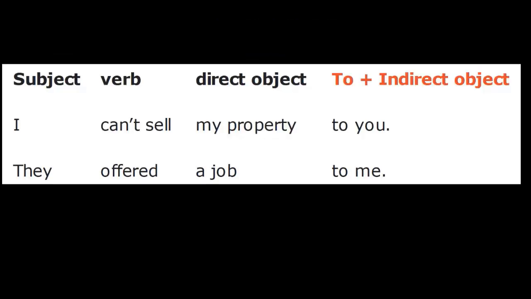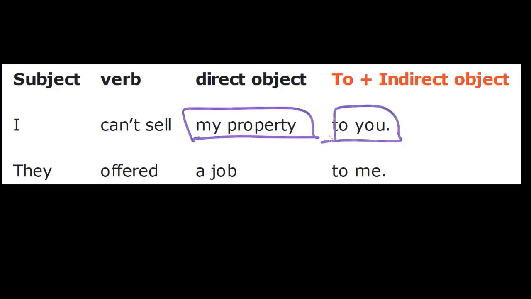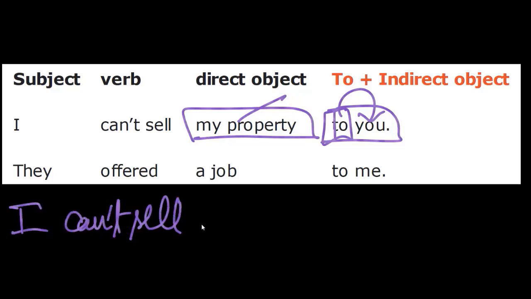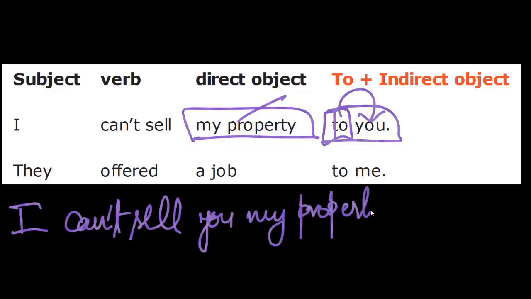Let me show you some examples. I can't sell my property to you. I can't sell what? My property to you, right? Direct object, then the preposition to, followed by the object of the preposition, which is you. But you here is originally the indirect object. I can write it as: I can't sell you my property. So in this sentence, you is the indirect object, but here you is the object of the preposition as it's coming right after the preposition. So what comes after a preposition is the object of the preposition.